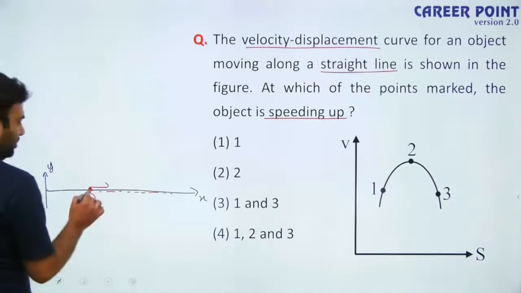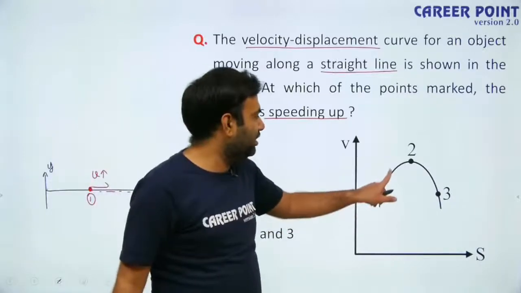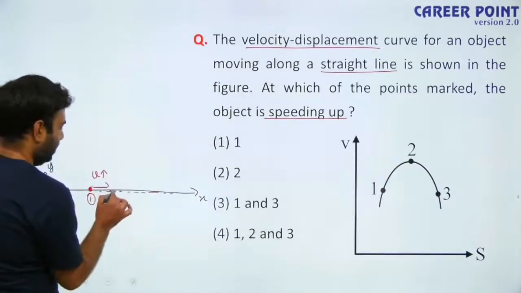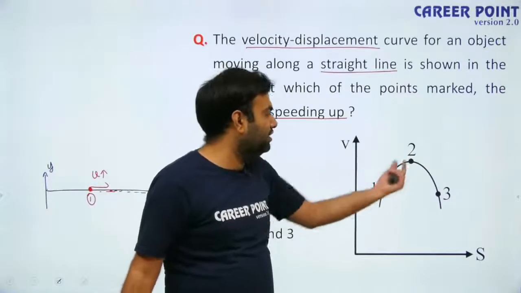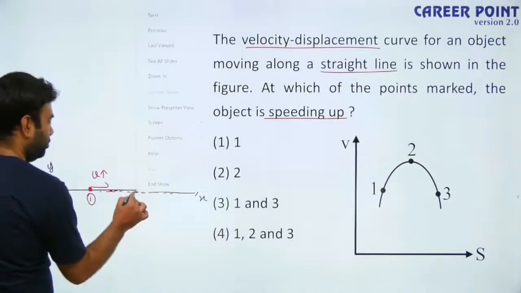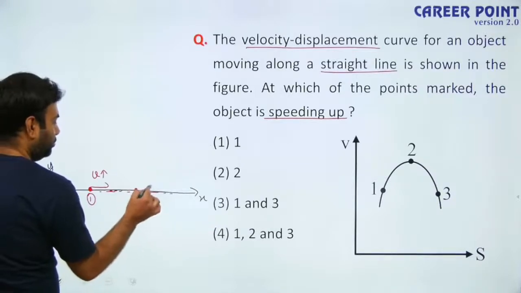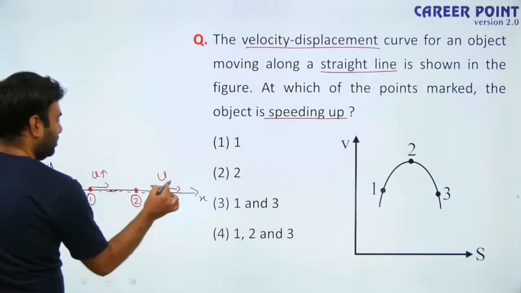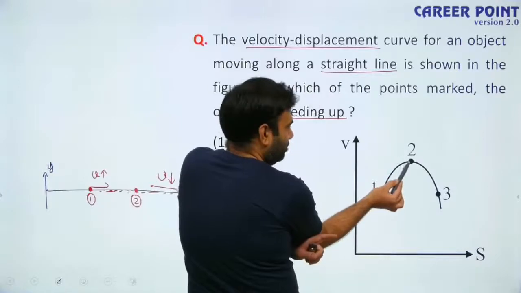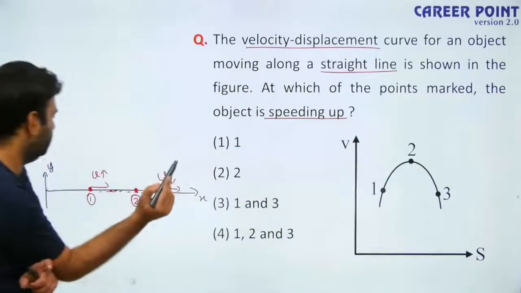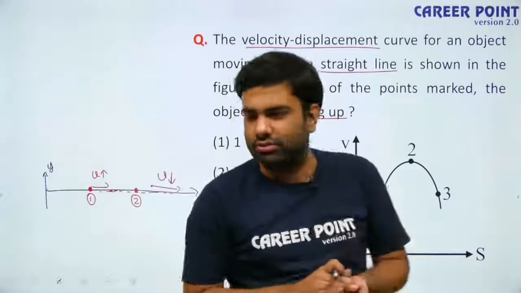As you can see from the graph, the velocity is increasing, and it has stopped increasing at point 2. So at point 2, velocity is neither increasing nor decreasing. After point 2, its velocity is continuously decreasing. How? This is showing the velocity-displacement graph, so velocity is continuously decreasing. So before 2, velocity is increasing, after 2, velocity is decreasing.